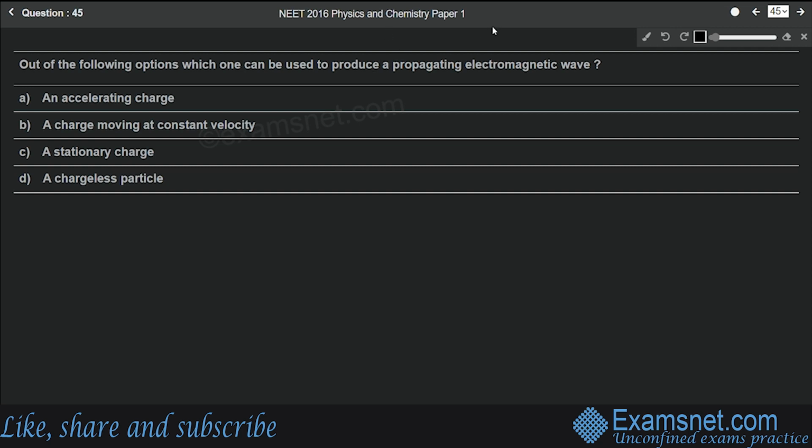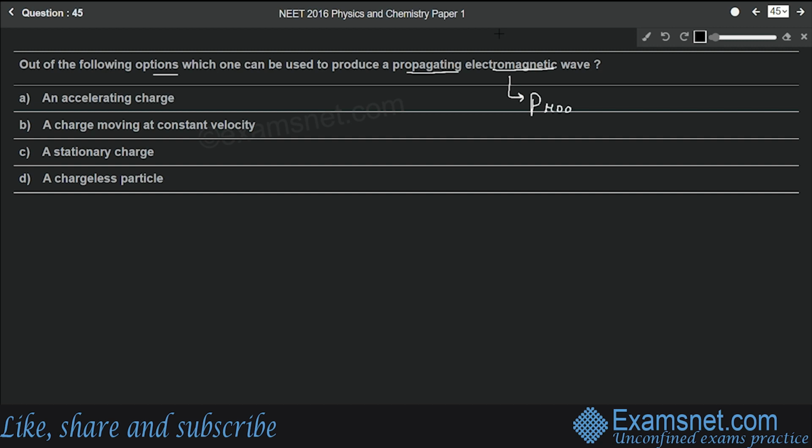And now the last question is from the chapter electromagnetic waves. The question is, out of the following options, which one can be used to produce a propagating electromagnetic wave? So under what condition will this electromagnetic wave be produced? When there will be a sudden change in the electric field and magnetic field. So let's write it down here.